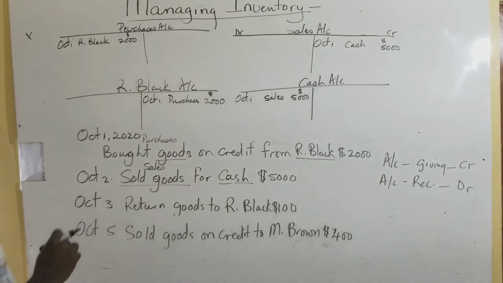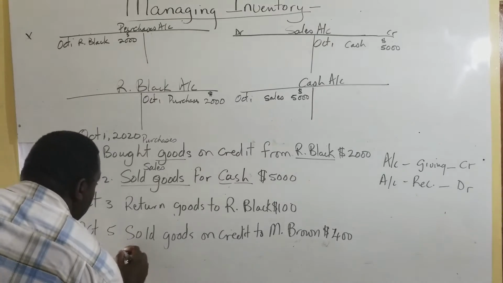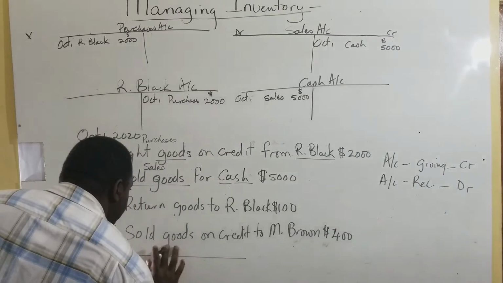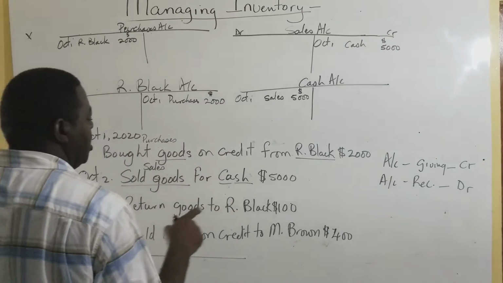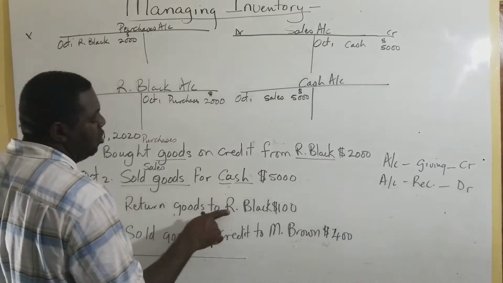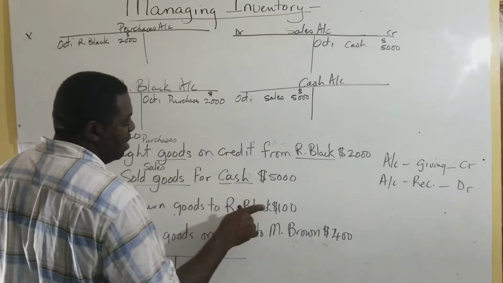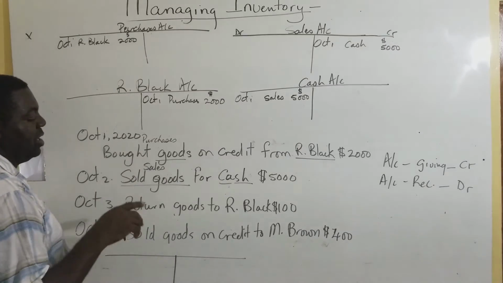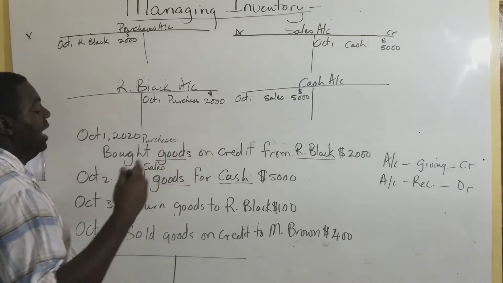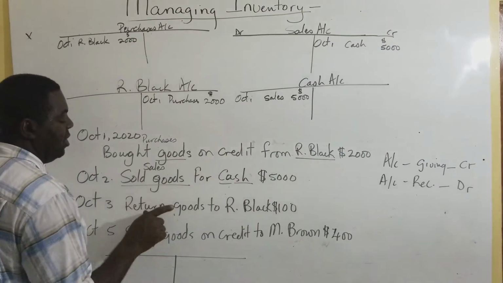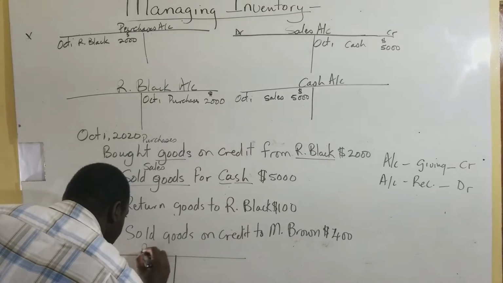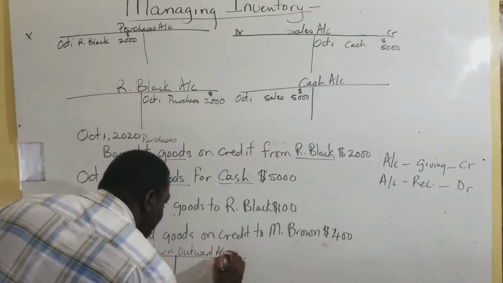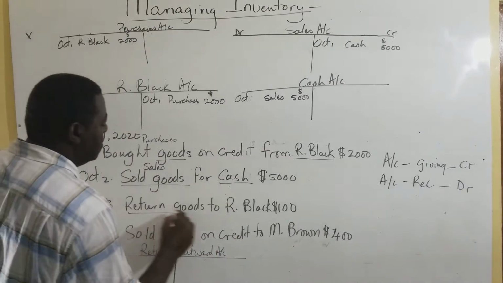Let me allow it to stay there, and then I'm going to attempt to draw an account down here. And this account I'm going to draw down here now would be the return account. Let's interpret. It says return goods to R Block. Not inward at all, it is return outward. So what are we returning? Goods. Are the goods coming to us or going out? The goods are going out. So if it's going out, it is return outwards. So we're going to have return outwards here.